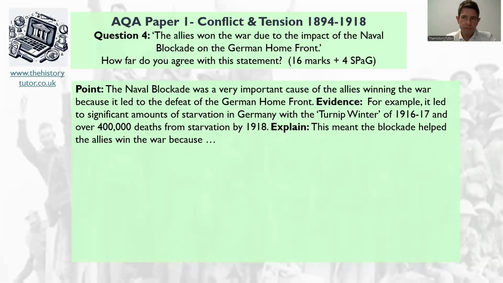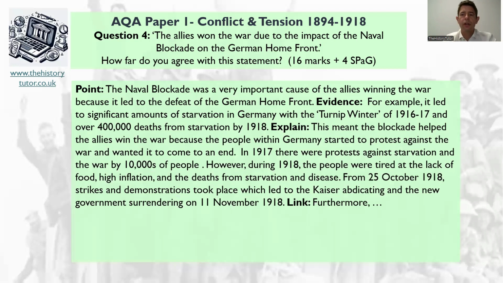Okay, so now think about rebellions at home, actions of the German home front and government to explain why. Okay, over to you. Write your idea. Okay, so obviously it meant the blockade helped win the war because the people within Germany started to protest against the war and wanted it to come to an end. In 1917, there were protests against starvation and the war by tens of thousands of people.